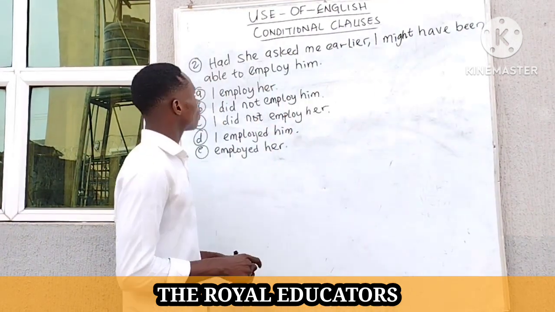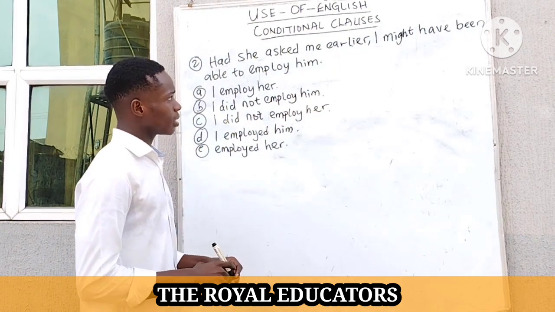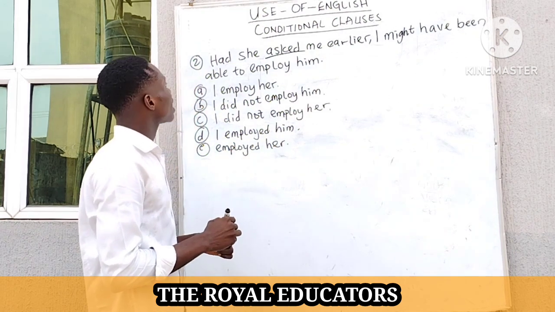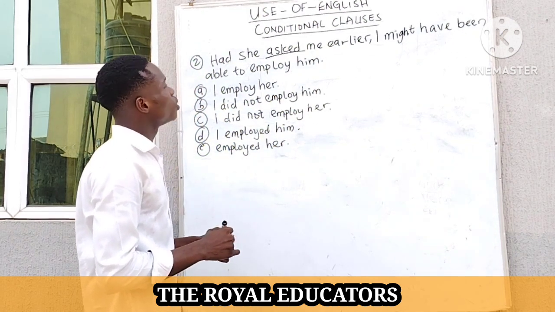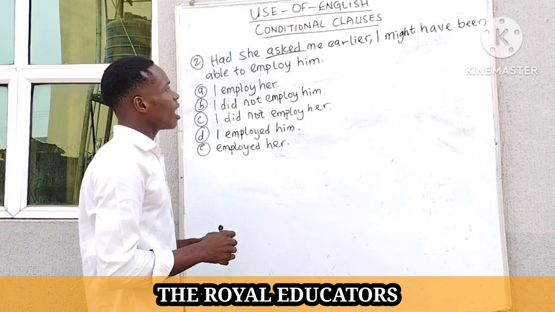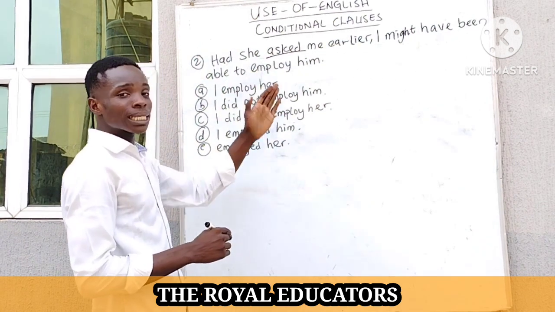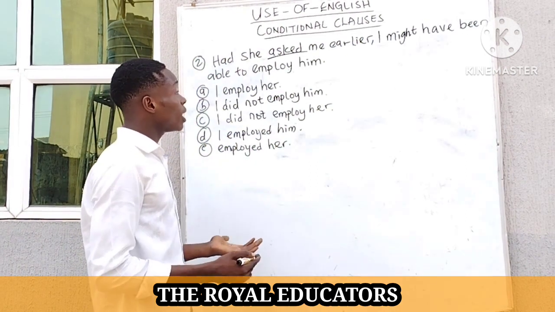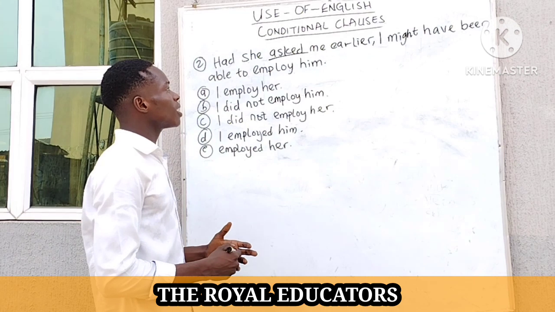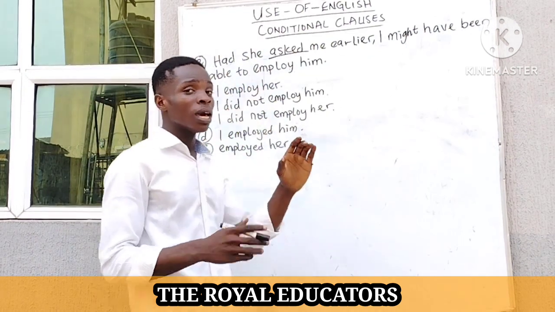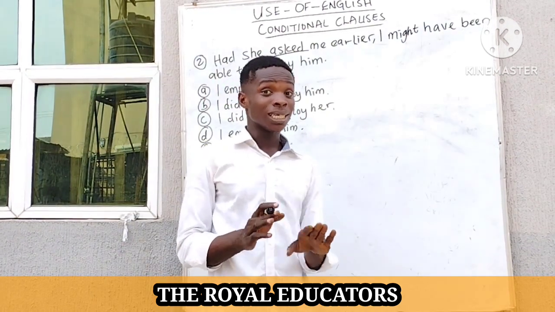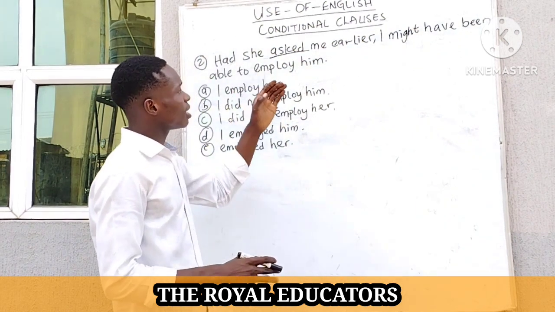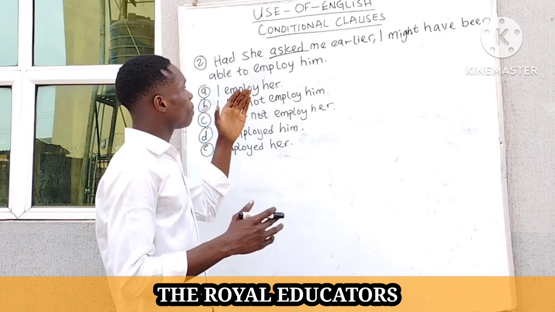Now, looking at the question we have, had she asked me earlier, I might have been able to employ her. Now, you discover that in the two clauses we have past tense. Had she asked me earlier, I might have been able to employ him. Since it has past tense in the two, the condition is not real, or should I say it did not happen, which means she didn't employ him.